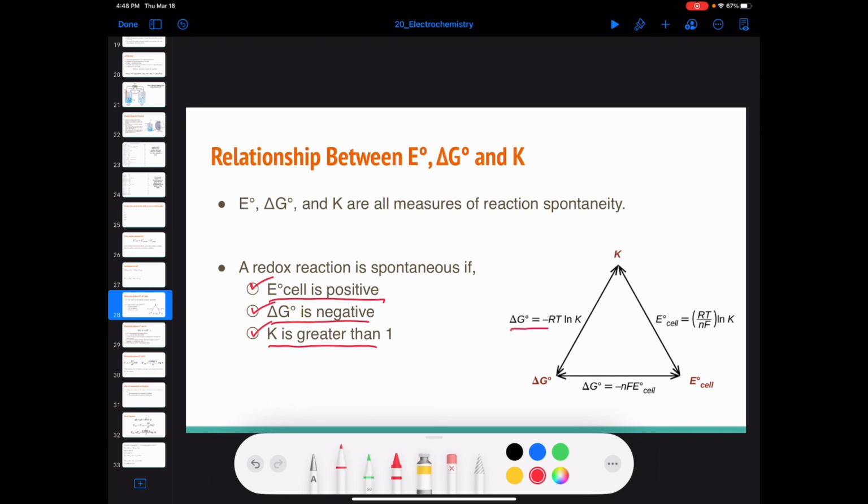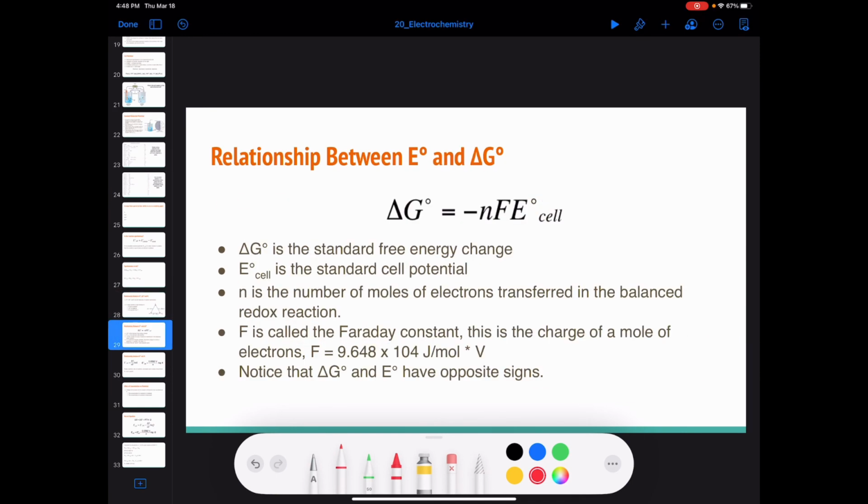We've already seen this equation, right? Negative RT ln K, that's our delta G naught value right there. And it turns out that we are now learning two new equations where we can go from our cell potential into our delta G, or we can go from K into our cell potential, or vice versa for all of those, right? But those have some weird terms that we're not quite familiar with. So let's go ahead and look at each of those.